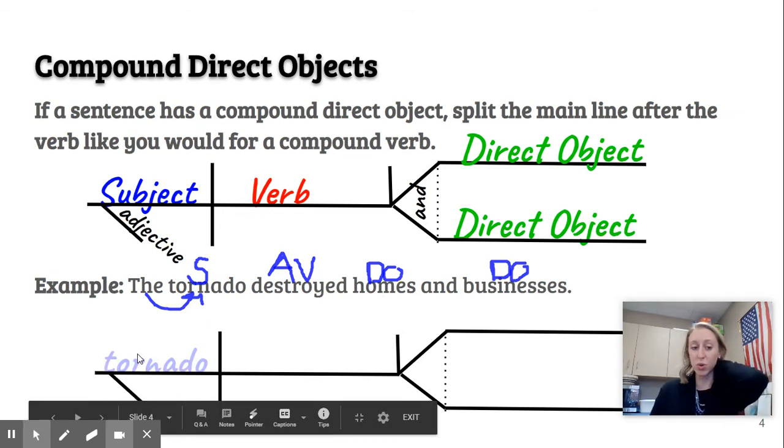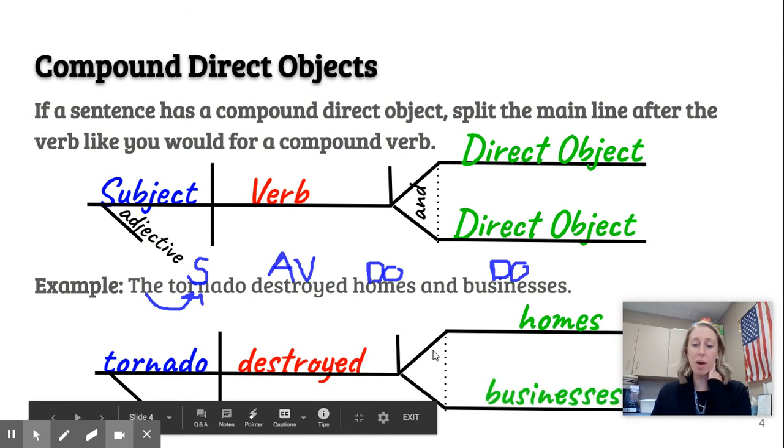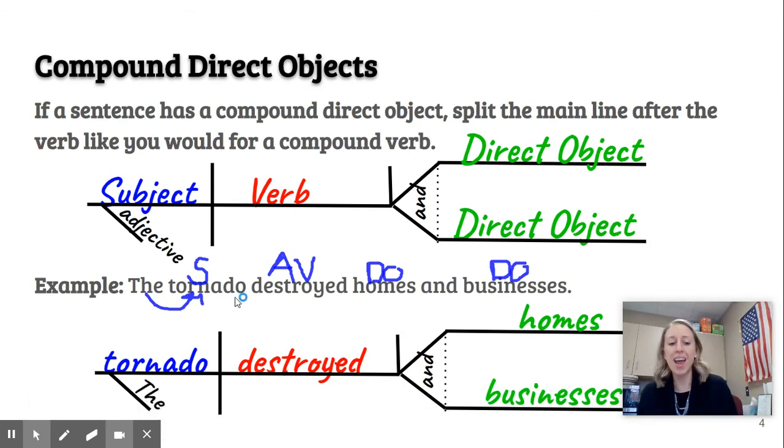Again, we start with our subject tornado. It's followed by our verb destroyed. Then we have our split here. Now, what goes on top is always the first word that comes in the sentence. So homes needs to go on top. Businesses will go on bottom. Don't forget to put the and in between, and then the under tornado.